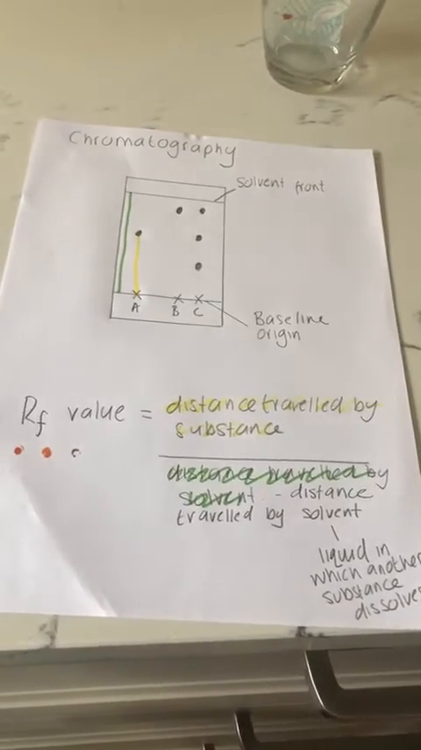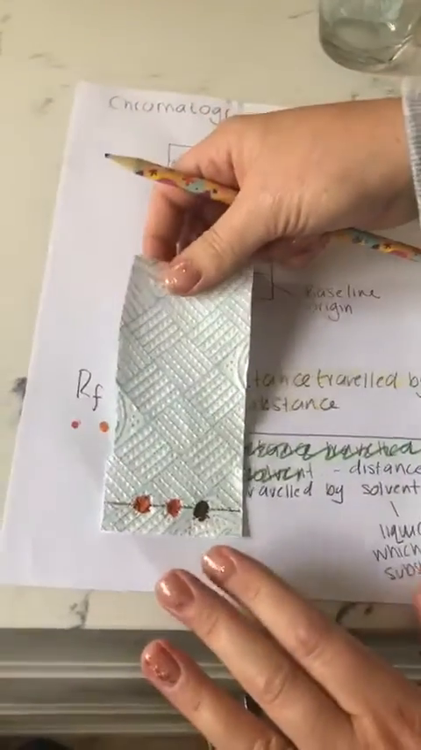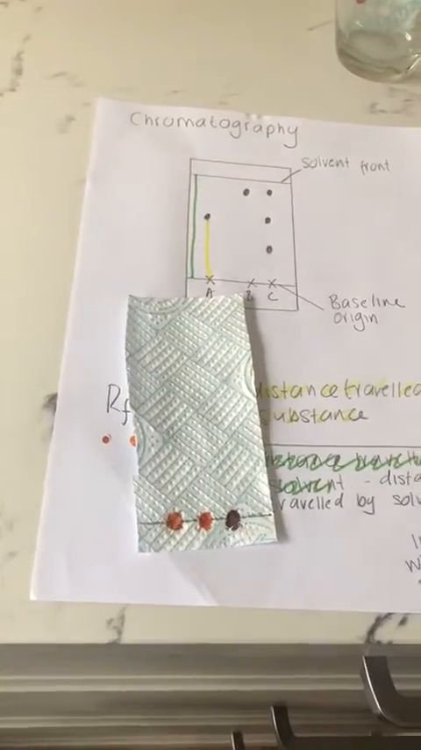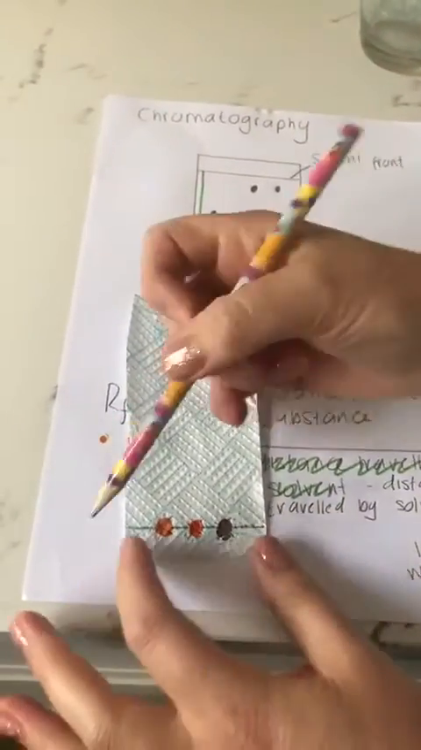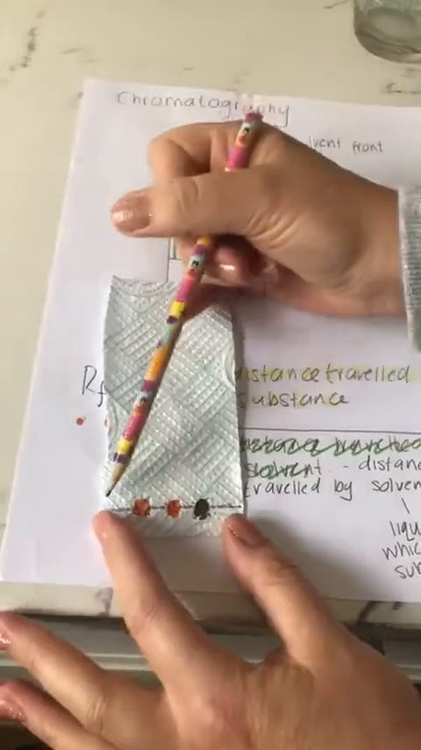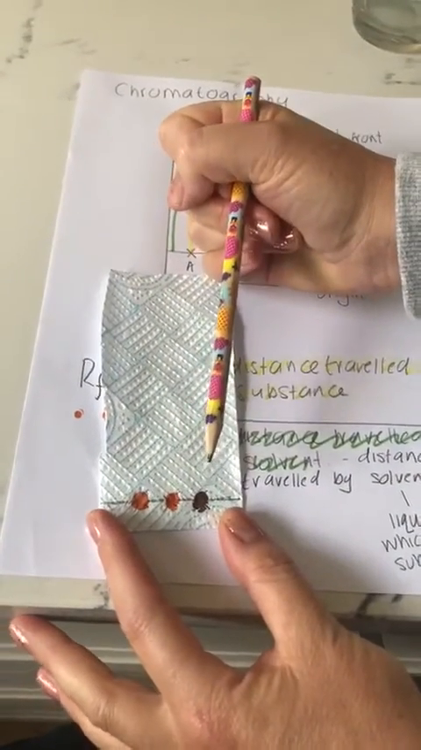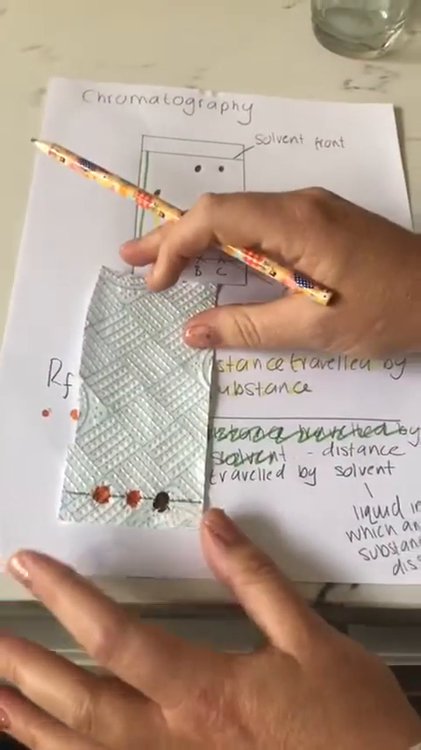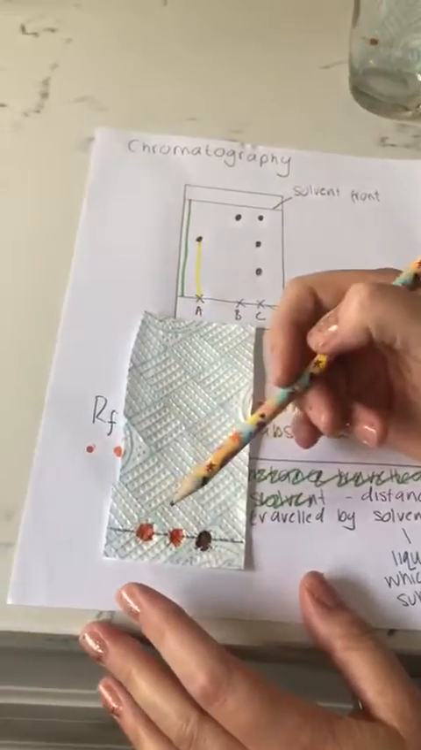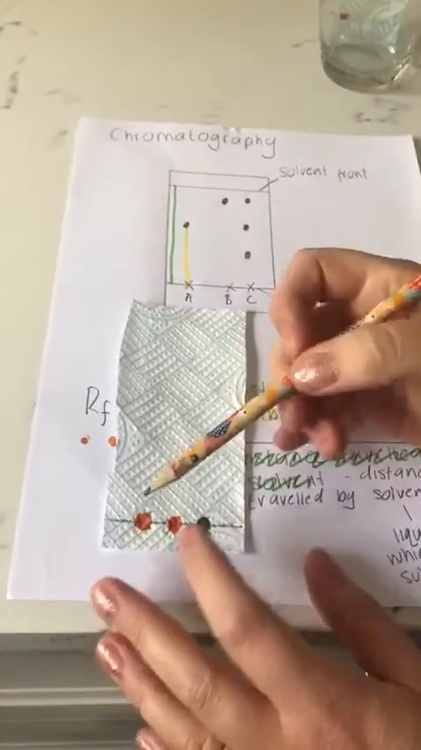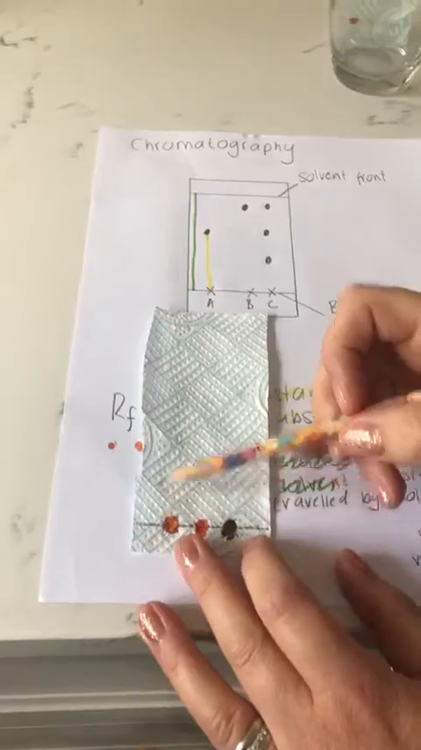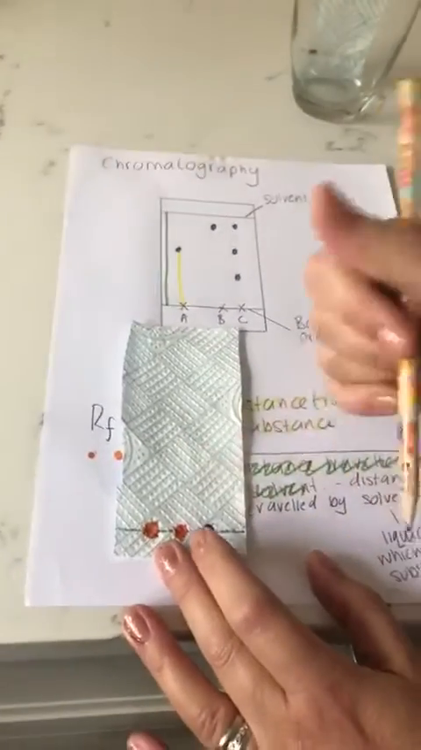So here is an example of how we'd set up this method. As you remember, we first of all start with our baseline, which we must draw in pencil. The reason we draw it in pencil is because pencil is insoluble, meaning it will not dissolve and therefore it will not move up the paper with the water or the solvent.